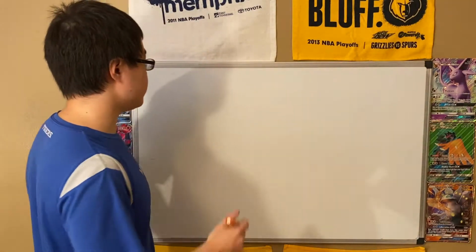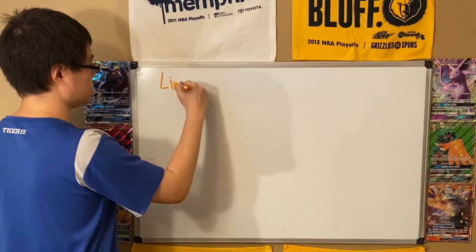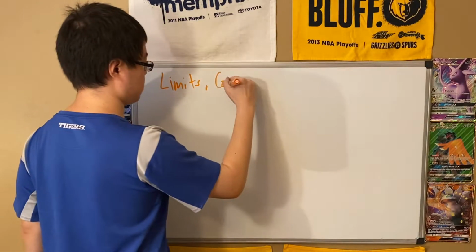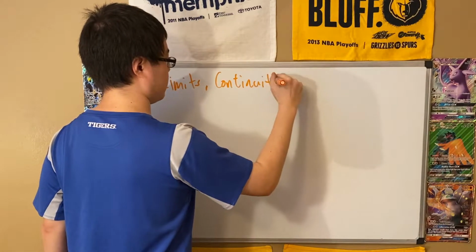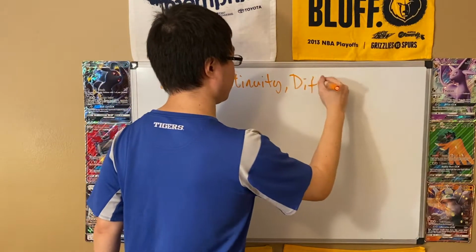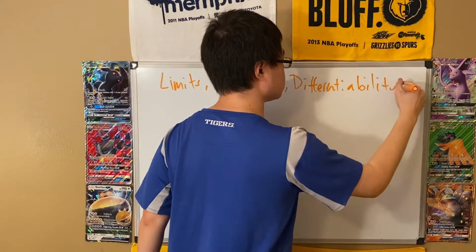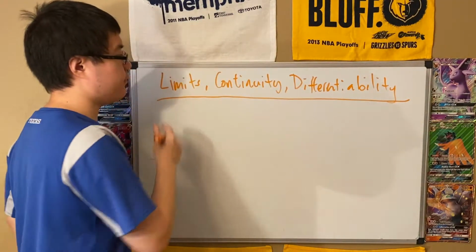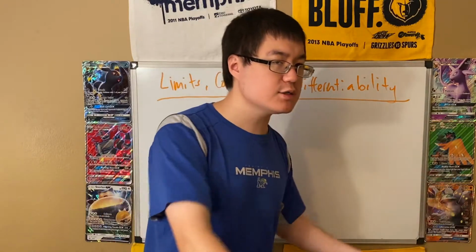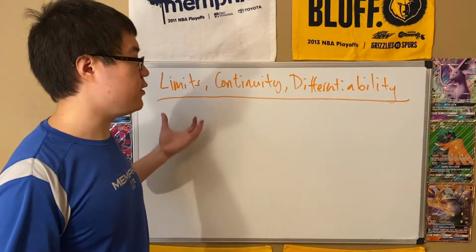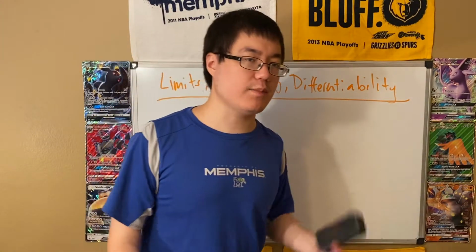I'm first going to talk about the definition of these three words: limits, continuity, and differentiability. As we talk about them, hopefully we can provide a nice little review or overview of these words because we've seen them before. Then we're going to go into the questions, and if you know what to look for, they're not going to be too bad.